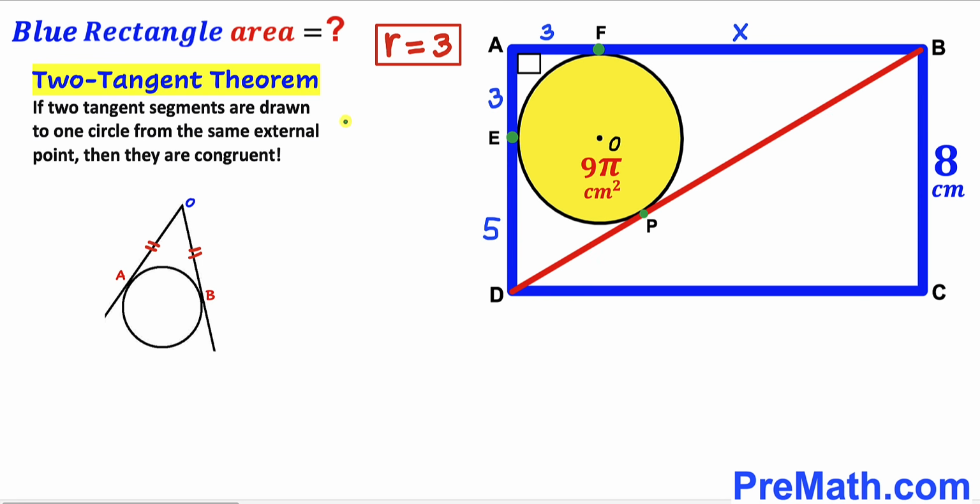And now we are going to apply this very same theorem on our given problem. We can see this segment ED is going to be equal to this segment DP. If this segment is 5, then this PD segment has got to be 5 centimeter as well. And likewise, this segment FB is going to be equal to this segment PB. If this segment is X, then this PB segment has got to be X as well.